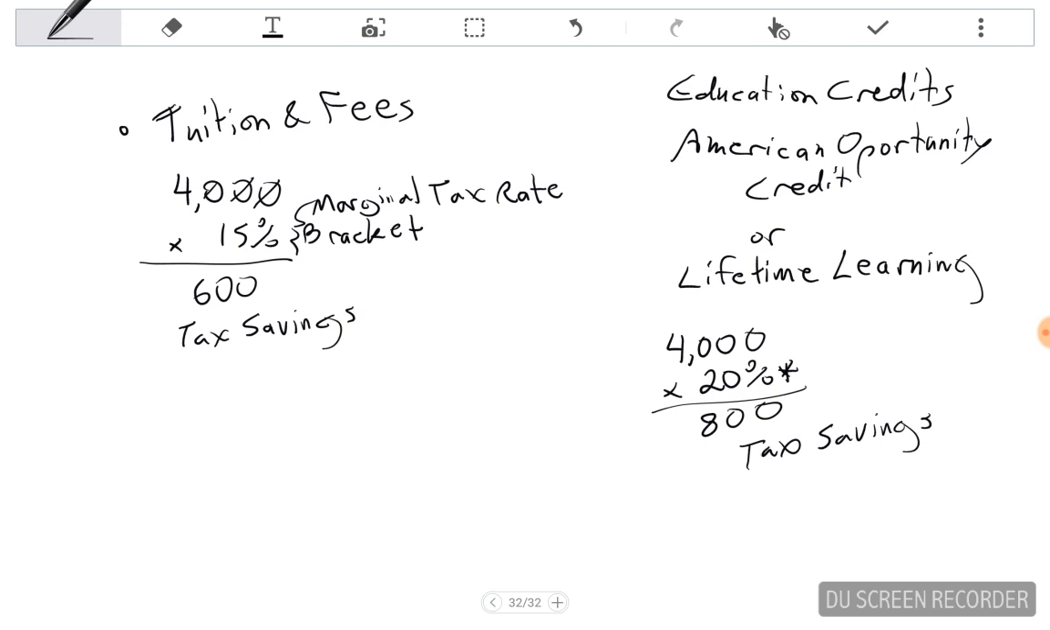Now, the main thing this is for is tuition and fees. It's not for books. They don't let you take books on this one. And it's tuition at a qualifying higher education institution, like a college. It's not for private school or anything like that. Okay, and remember, if you have to calculate a phase out, I'll give it to you on the test. I'll tell you what the phase out range is.